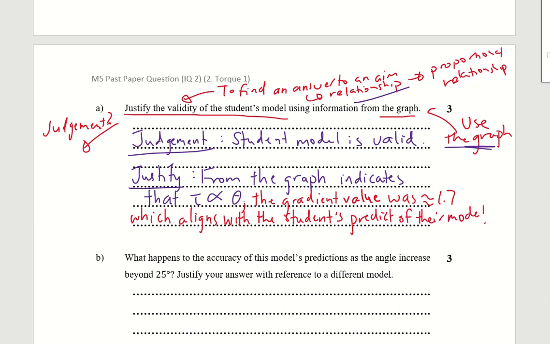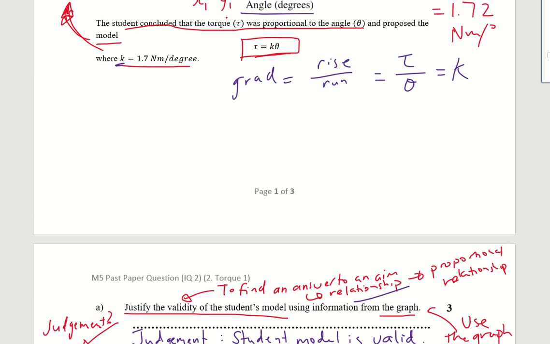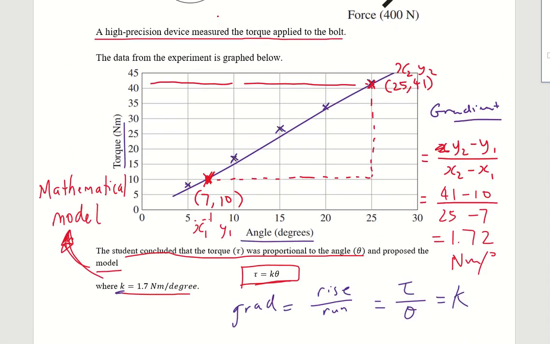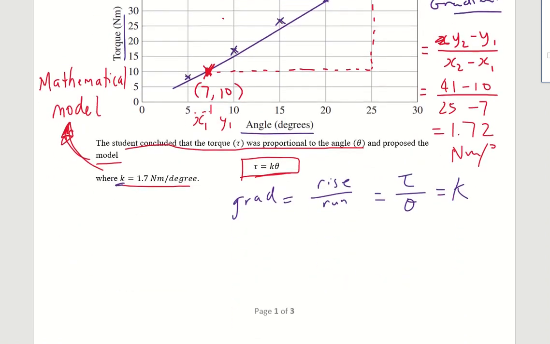So that's really good. Let's see if there was anything else I wanted to say. Nope. So there we have it. As seen from the value graphed of the line of best fit. You need to make it really clear to the marker that you've done a line of best fit, and you've tried to see if the 1.7 Newton meters per degree was actually true when you were graphing this out yourself.